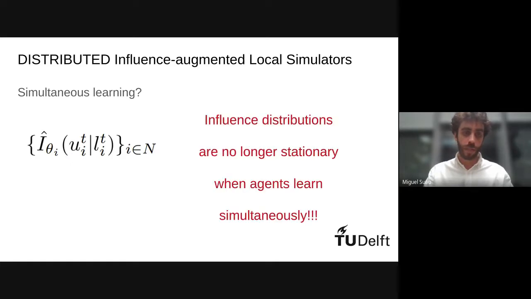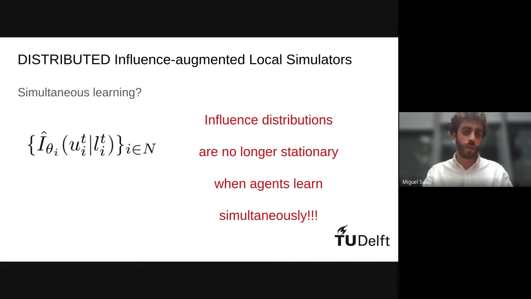So in principle, we cannot really train our agents in parallel, because the influence distributions are no longer stationary when the agents learn simultaneously. This distribution here, maybe we train it at the beginning, and then as soon as we update the policy of just a single agent, this distribution is useless, because now this new agent that changes policy is going to influence my local region in a different way.